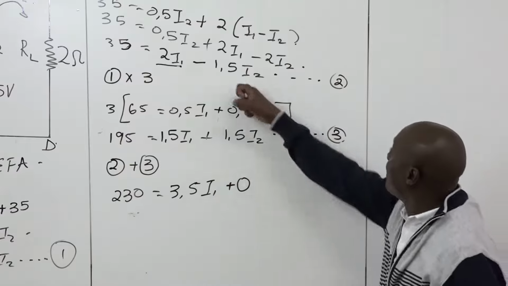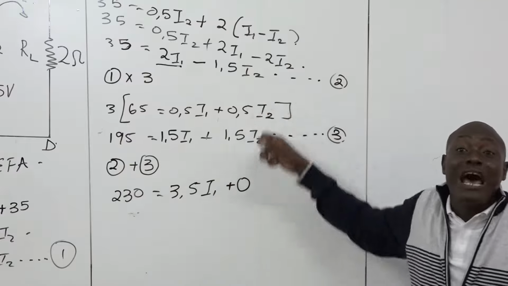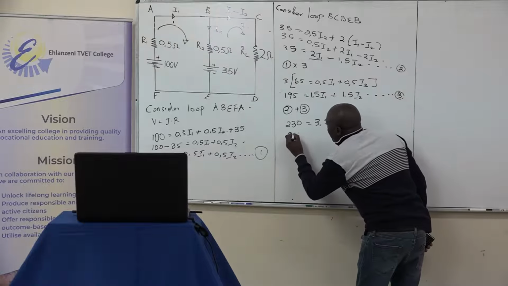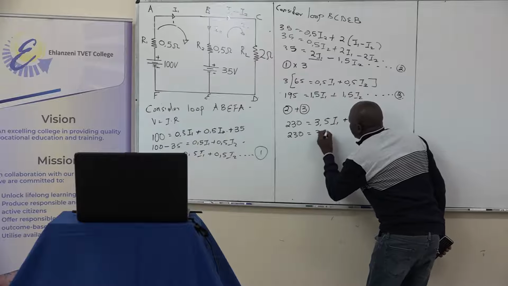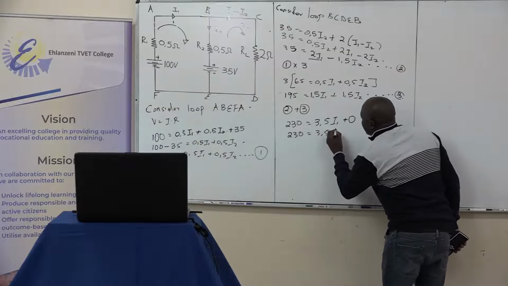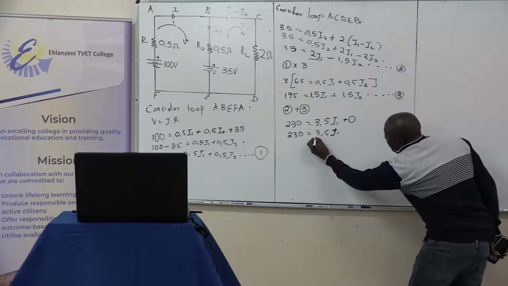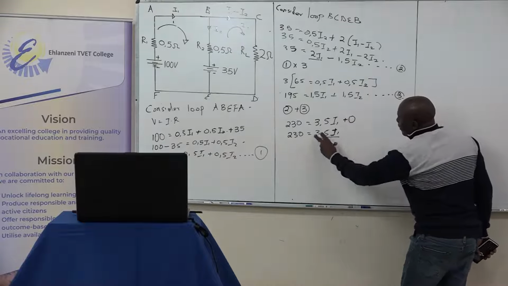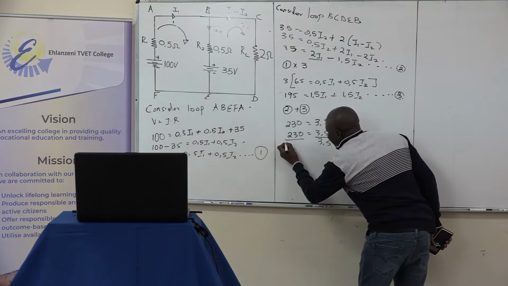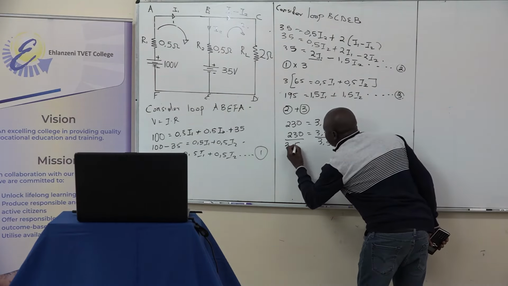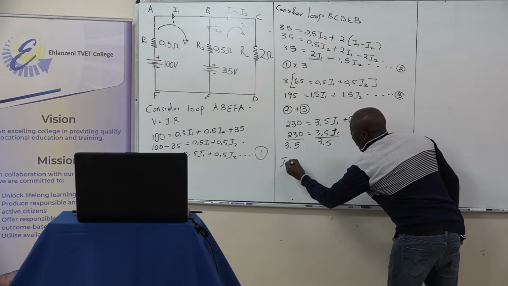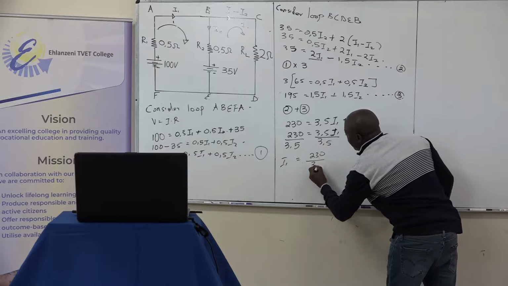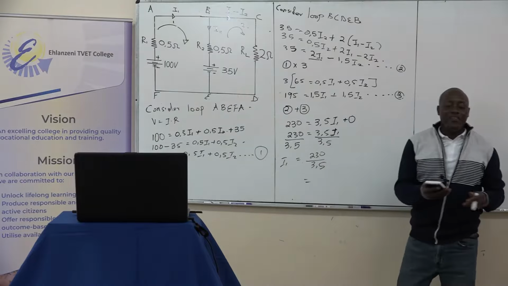It means that this variable I2 is now eliminated. So now I'm having 230 equals 3.5 I1. In order to make I1 the subject, I will divide both sides by 3.5. What I did on this side, I must also apply on the other side. So now I1 will be 230 divided by 3.5. Now let's find the answer.